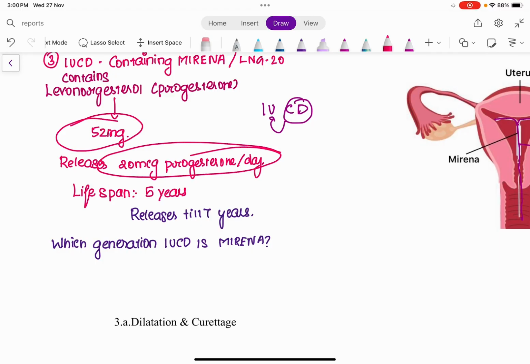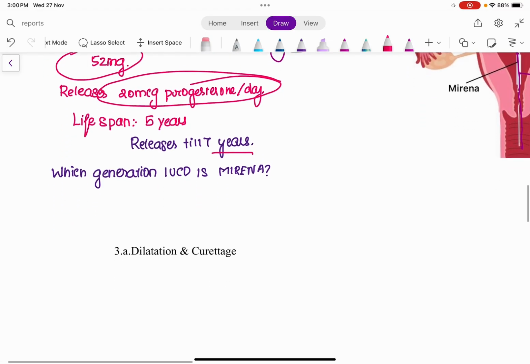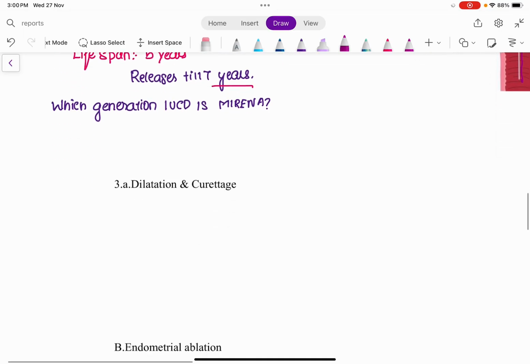So for 5 years, you need not worry about this IUCD. Unless it is misplaced, it is going to cause no other problem. Initially, once you insert this IUCD inside her uterus, there might be certain discomfort. The patient might experience some bleeding or discomfort, but eventually she will overcome all those symptoms, and it is going to be effective. The ideal lifespan of the Mirena is 5 years, but it releases the levonorgestrel for about 7 years. So what generation of IUCD is Mirena? It belongs to the third generation IUCD.